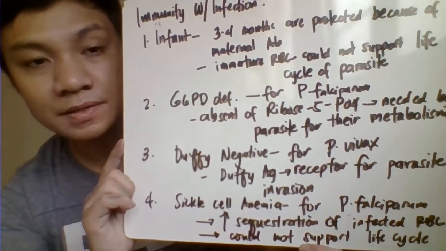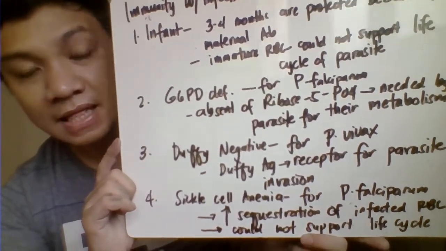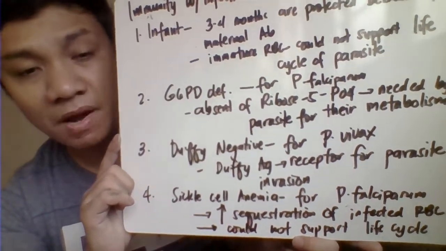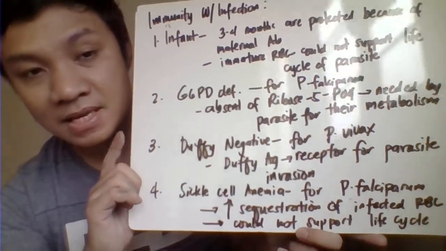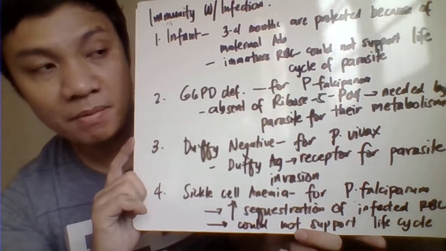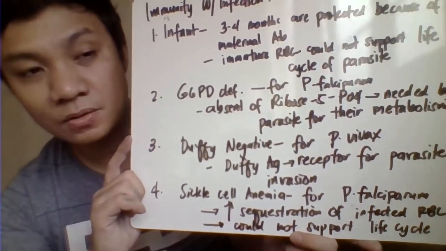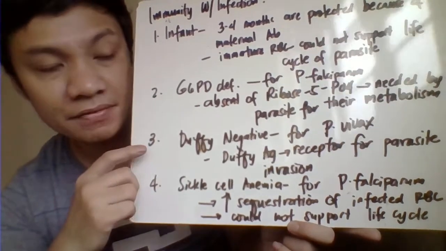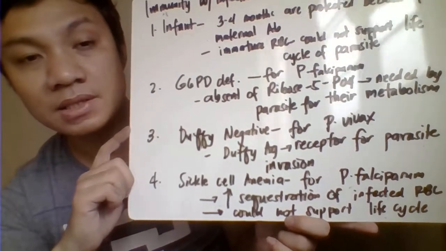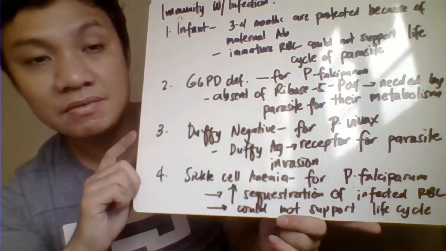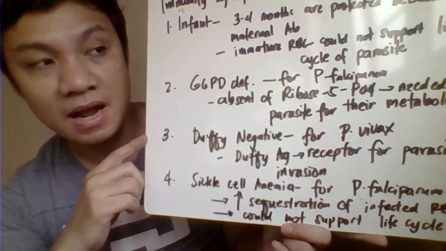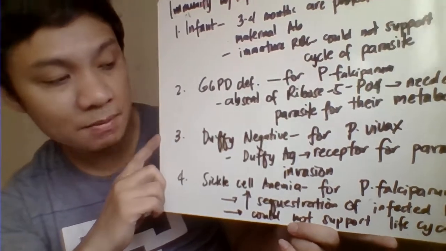Next one, we have here the glucose 6-phosphate dehydrogenase deficiency. The patient here would have protection against Plasmodium falciparum infection. So this is a defect in the hexose monophosphate pathway, and the main products of that are ribose 5-phosphate and glutathione. Therefore, ribose 5-phosphate is needed by the parasite for its metabolism, since it cannot produce it because it has no enzyme, and therefore it will not support the life cycle of Plasmodium falciparum, making the patient highly protected against the infection with Plasmodium falciparum.